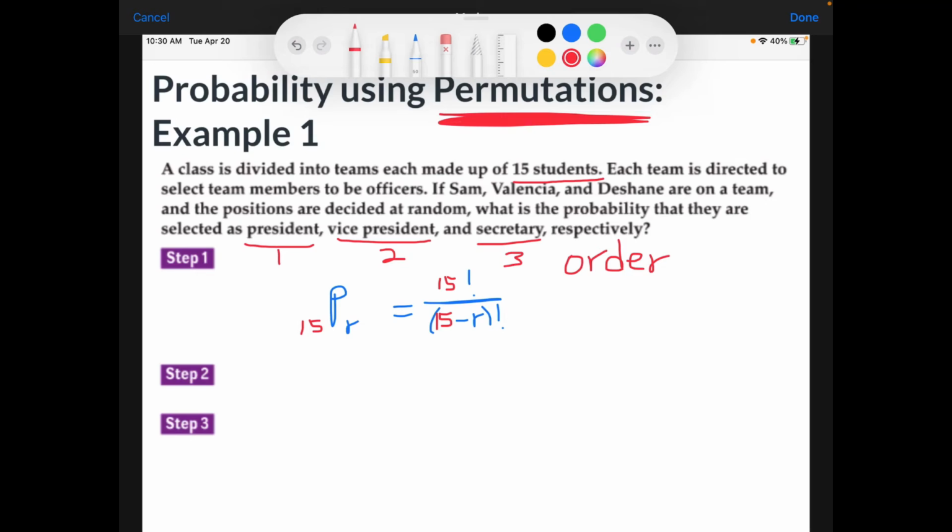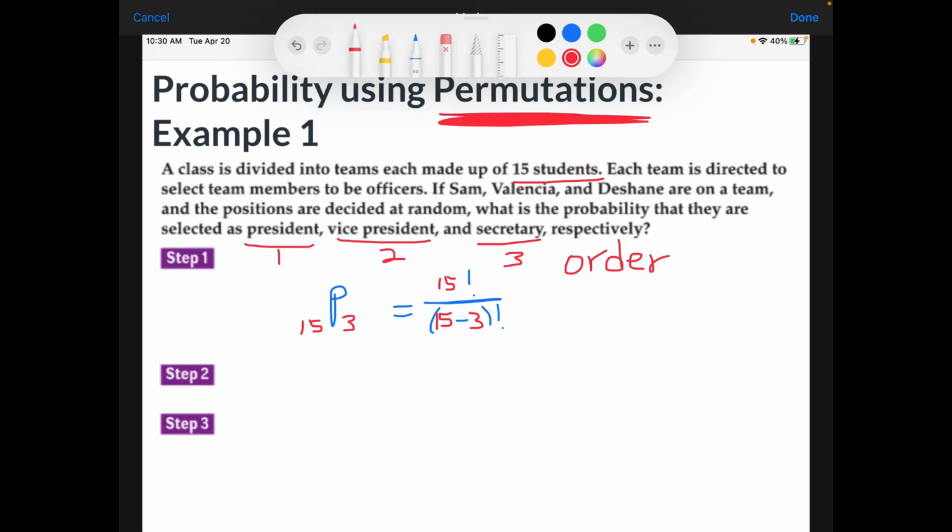Now, how many at a time are we concerned with? Well, we want 3 places. We want to be president, vice president, and secretary. Those are 3 different specific places that you're concerned about. So 3 at a time. So R would be 3. We're concerned with 3 positions.